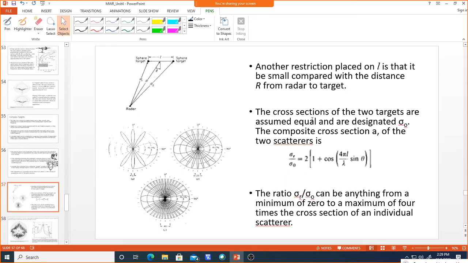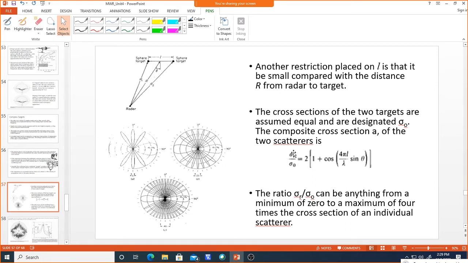The cross sections of the two targets are assumed equal, because the two spheres are of equal size, so the individual RCS we can designate as sigma naught. The composite of these two targets, the total RCS, we can designate as sigma R. So this ratio, sigma r by sigma naught, is given by this equation.